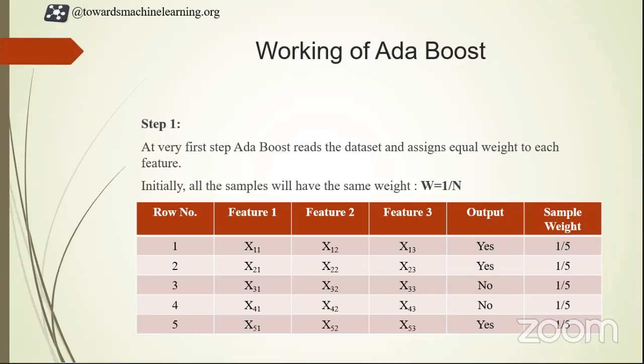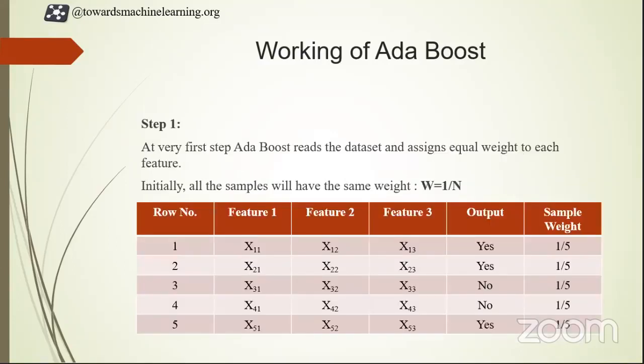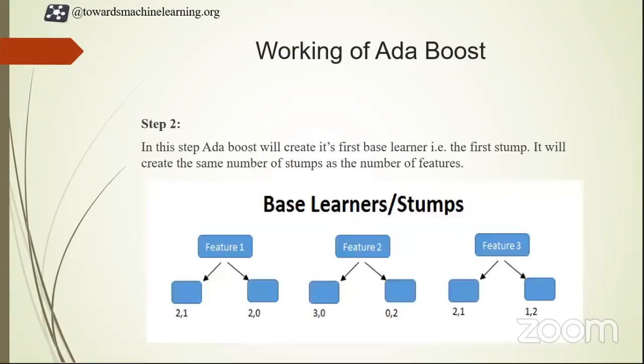Now in the next step, AdaBoost will try to create the base learners based on the features we have. As you can see, we have three features: feature 1, feature 2, and feature 3. So it will create stumps based on the first feature, the second feature, and the third feature. It will create the same number of stumps as the number of features.